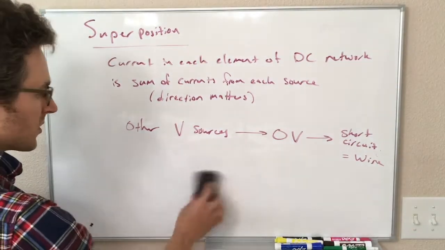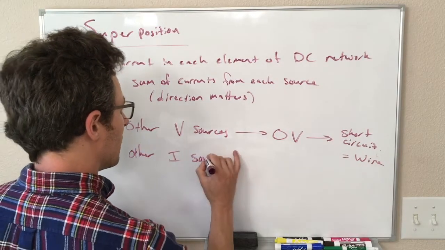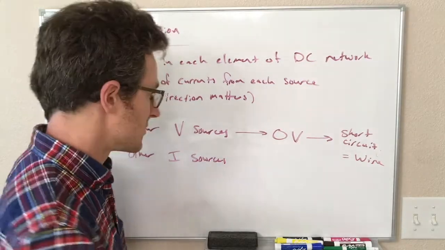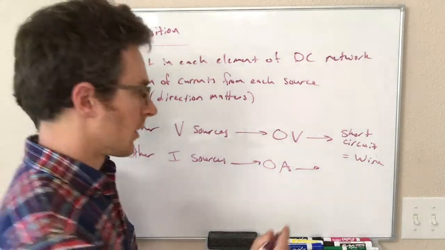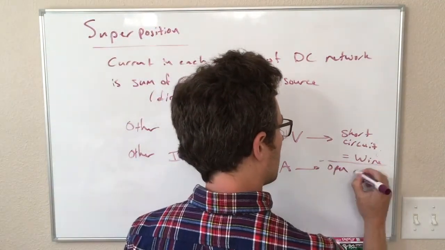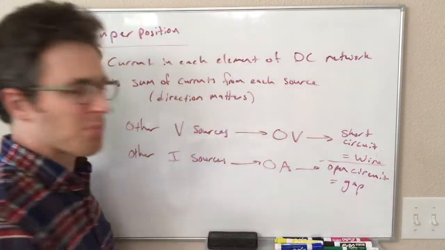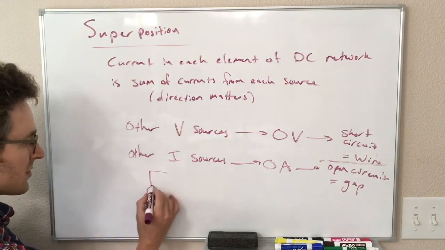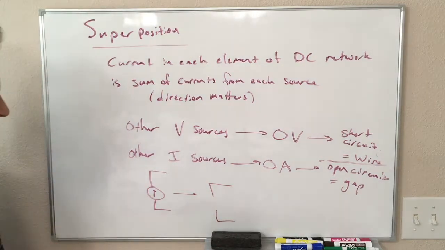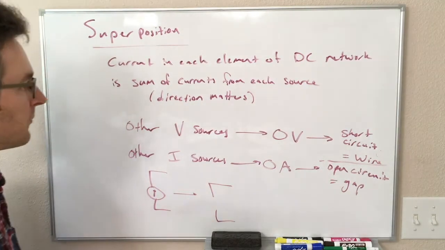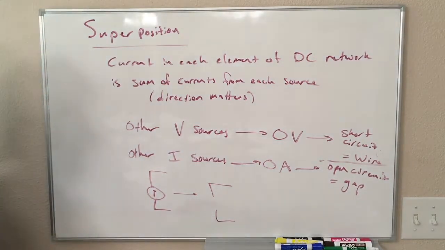If we have current sources, if we want to eliminate their effect, we would set their current to 0 amps, which means that we actually want an open circuit. Which means we just leave a gap or a hole in the circuit. So if we have something that looks like this, that turns into something that looks like this. It is just disconnected in our circuit. So these are the rules. Let's do an example just in case this doesn't make sense.